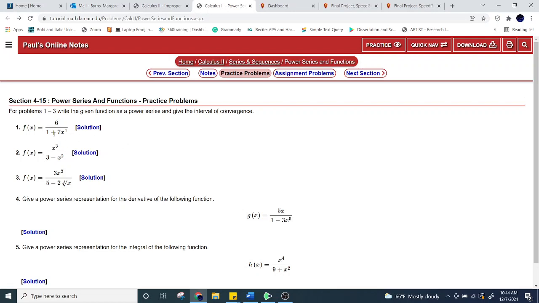So I'm going to start with number 1 here. So write this problem down. You've got 6 over 1 plus 7x to the 4th. Let me go back to my whiteboard here. So the function we're looking at was 6 over 1 plus 7x to the 4th.